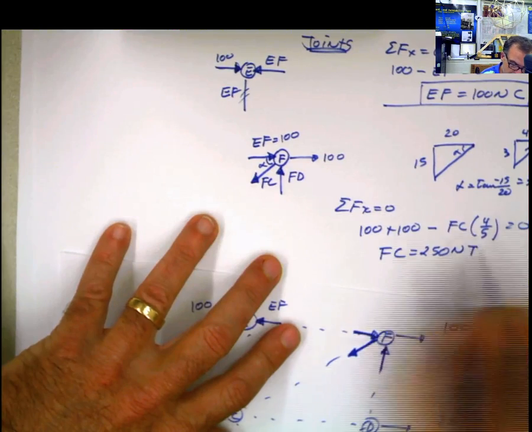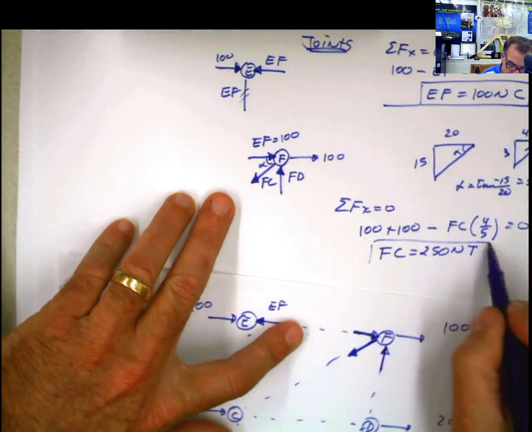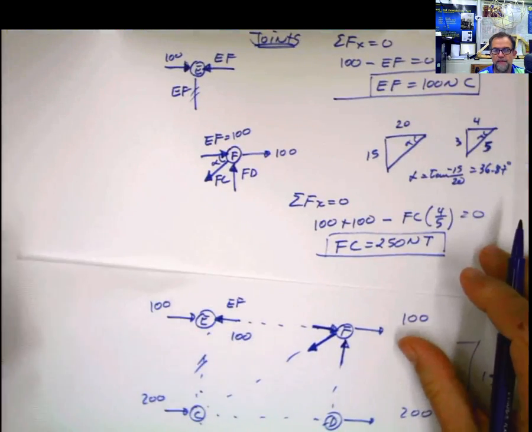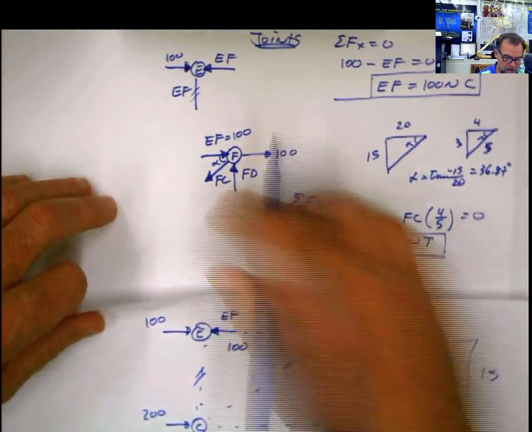And remember, once you calculate that 250 Newton and you see that the force is leaving the joint, please put a little T, because that means it's in tension, and that's going to help you avoid a lot of trouble later when you do the summary for your problem. Now we have FC.